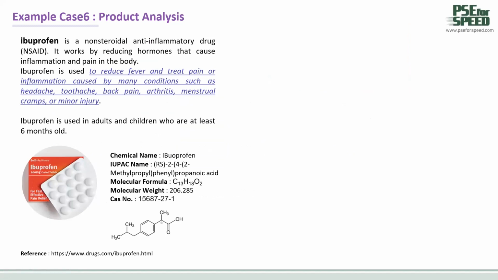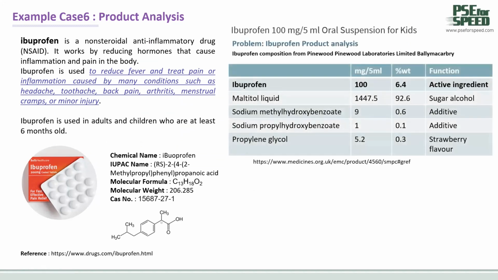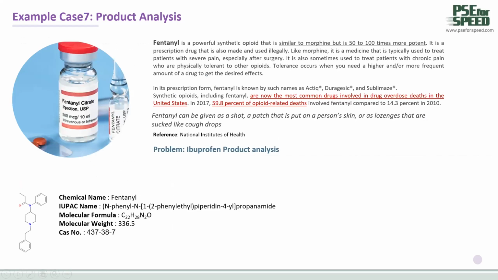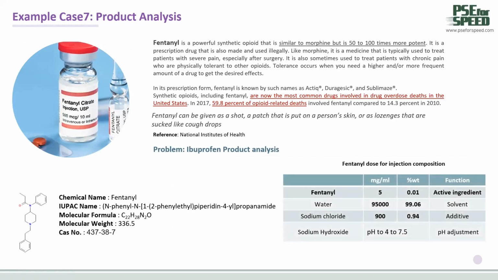The second example is ibuprofen. Normally, to make it easier to take, in oral suspension for kids, additives such as good smell and taste will be added. So the product formulation as in the table will be demonstrated in the example. And the last one is fentanyl. For injections, the fentanyl dose will have water and some additive or pH adjustment. So this example will be used in the presentation for the product analysis also. And after this, Nichakorn will give you the demonstration for these example cases.